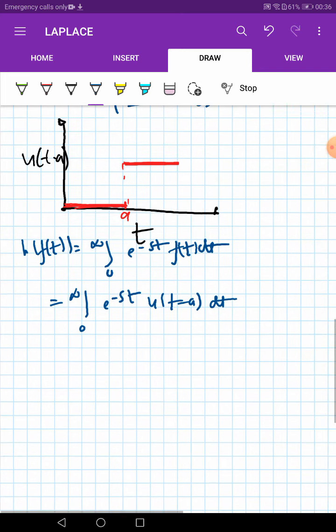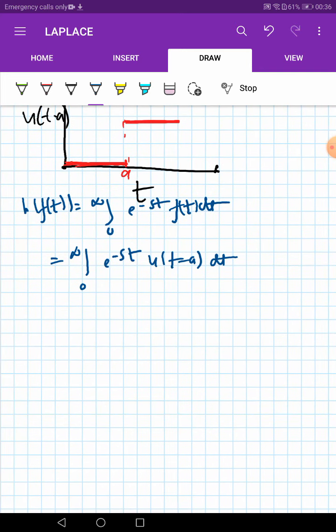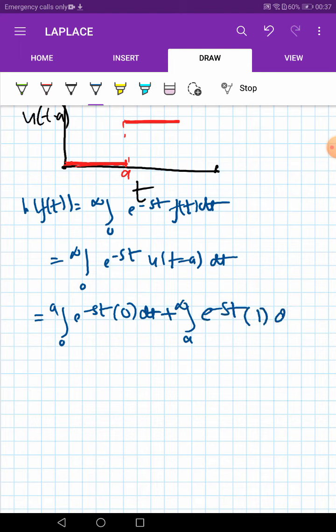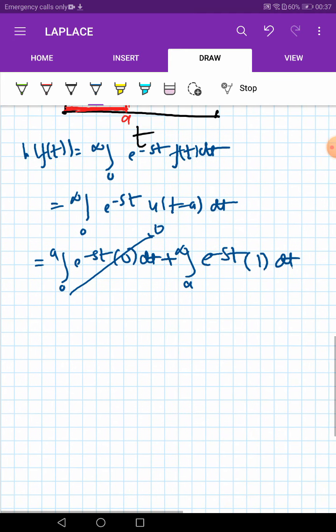Okay, so as we know, we can split the integral from 0 to infinity of e power minus st. Our unit step function will be 0 from 0 to a, so 0 dt, plus from a to infinity its value is equal to 1, so e power minus st into 1 dt. So this term will get cancelled, it is 0, and we need to perform the integration from a to infinity of e power minus st.